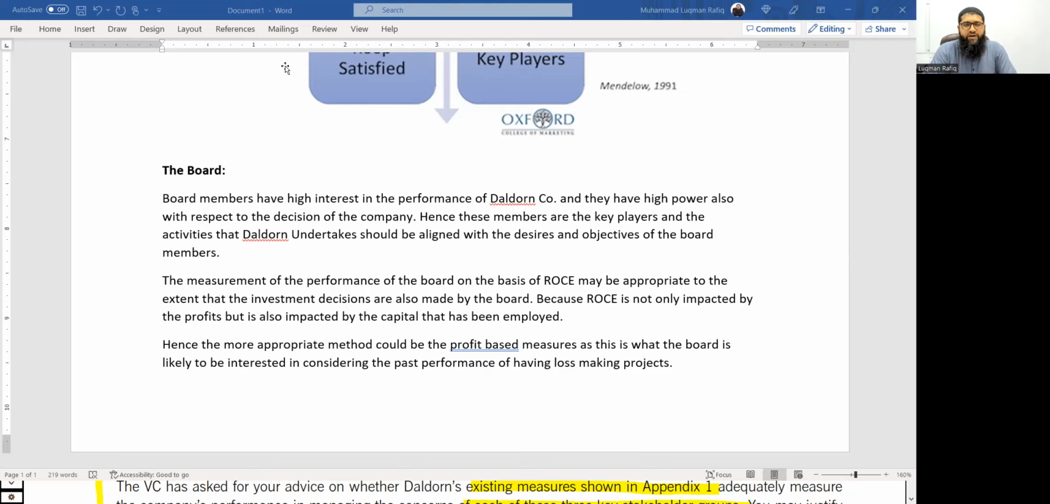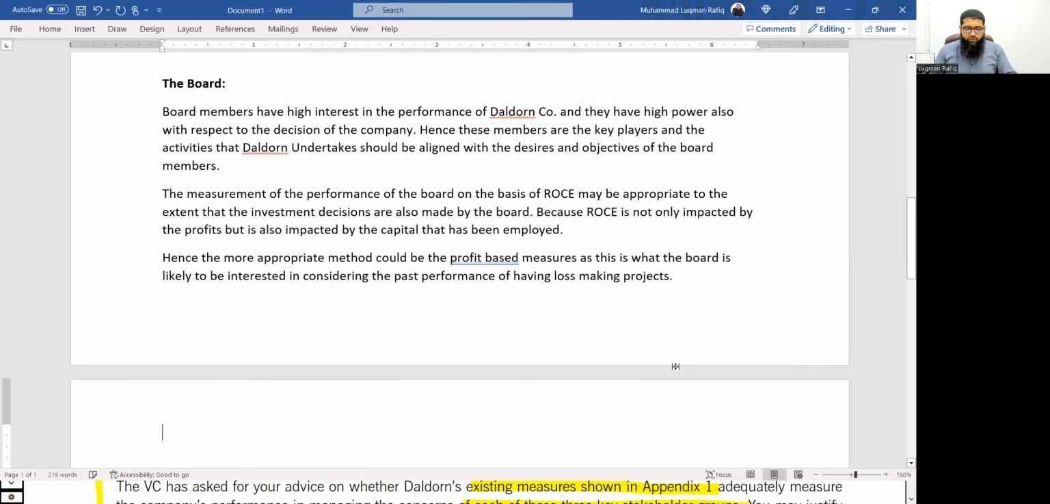The board is not interested in wealth maximization or something like that. Had it been for the VC, it would have been different. Here the board members are more interested in profits because these board members are actually being encouraged to have more and more profit, right? They are not taking the risk because they are concerned about losses. So they should be encouraged to take more profits. That's number one. Now let's move a bit forward and let's talk about the employees.